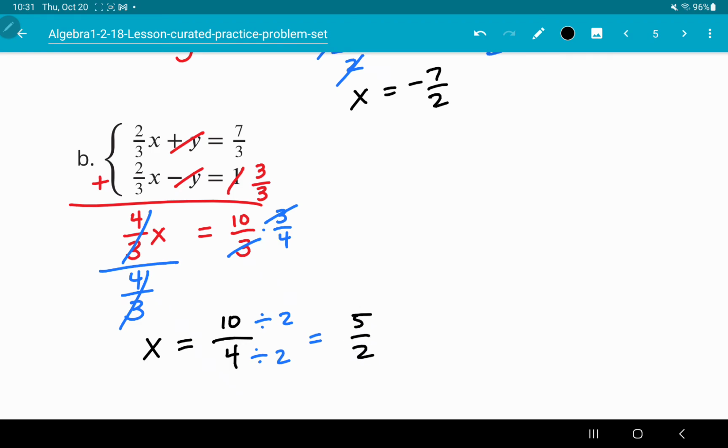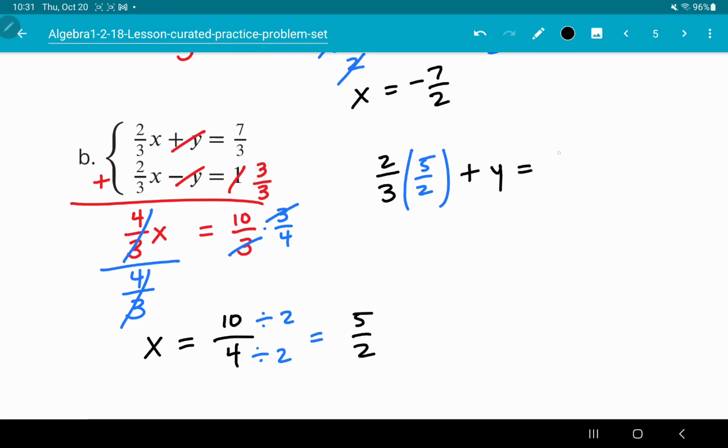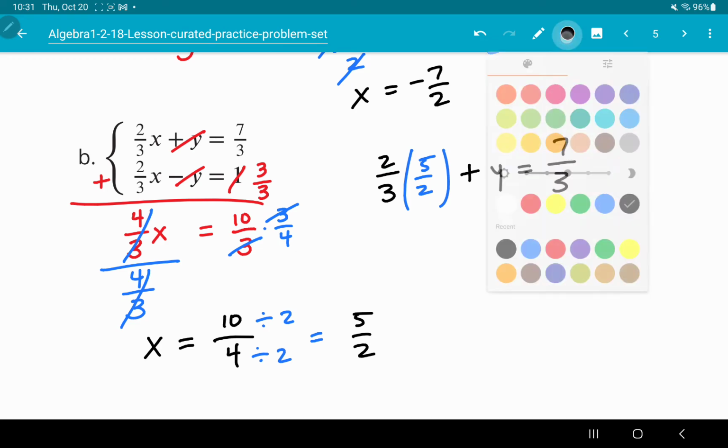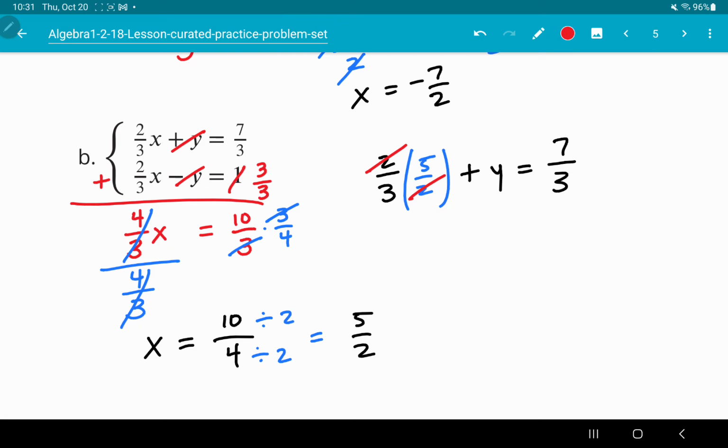Okay, so I've got my x value now. Now I can plug that into the original equation. I'm going to pick the top one because it had a positive y. So I'm going to have 2/3, and instead of x, we can put now 5 over 2, and then plus y equals 7/3. Okay, so I see here that there's a 2 on the top and a 2 on the bottom, so these can cancel each other out right away. And now I'm going to have an equation that looks like 5/3 plus y equals 7/3.